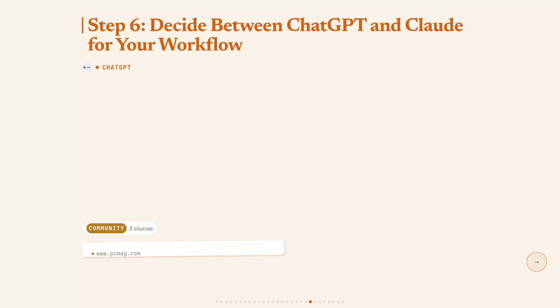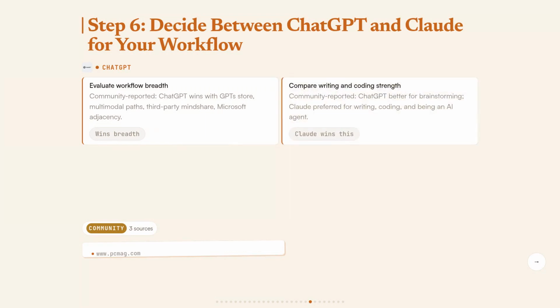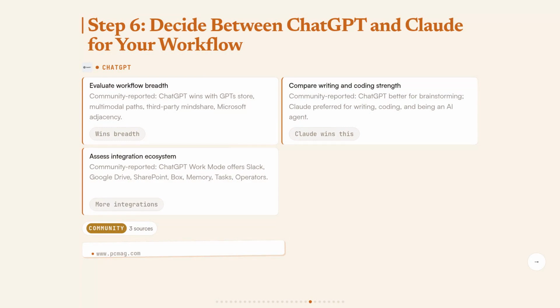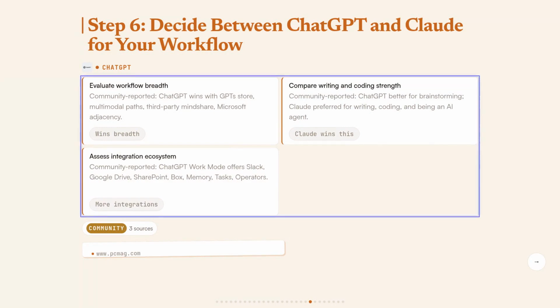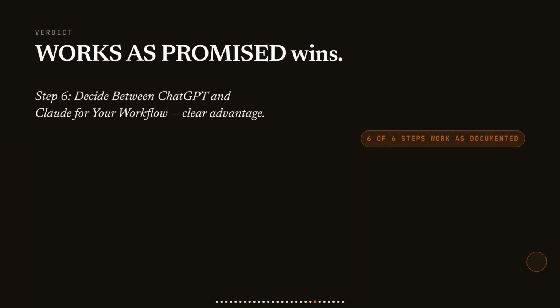The GPT store, multimodal voice and camera, Slack, Google Drive, SharePoint integrations, and Microsoft adjacency. Claude wins for pure writing and coding as an agent. Most professional developers end up running both at around $40 a month combined, but for the majority of people, the ecosystem gap alone makes ChatGPT the default. Step 6 works, and this one's a clean call.